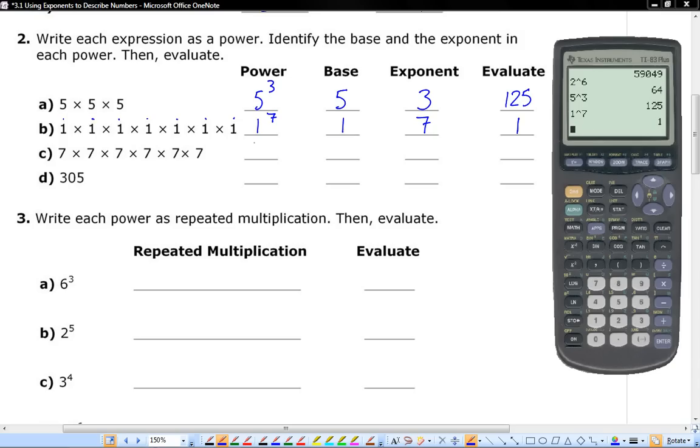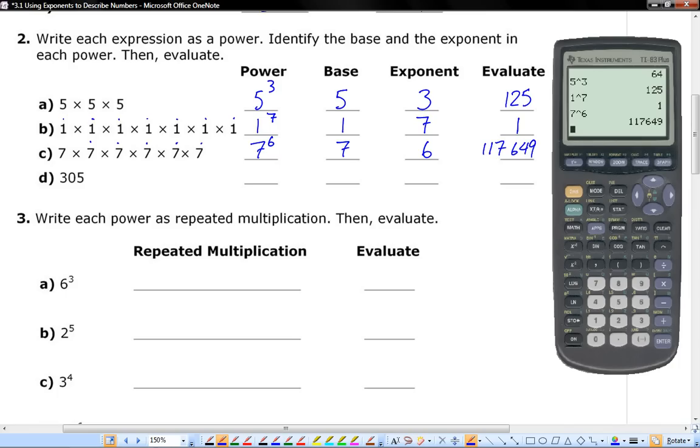In this next one we have 1, 2, 3, 4, 5, 6. 7 to the 6, the base is 7, the exponent is 6, and 7 to the power of 6 is equal to 117,649.